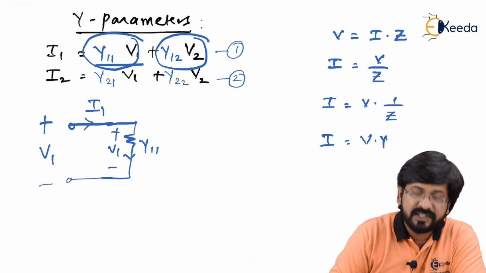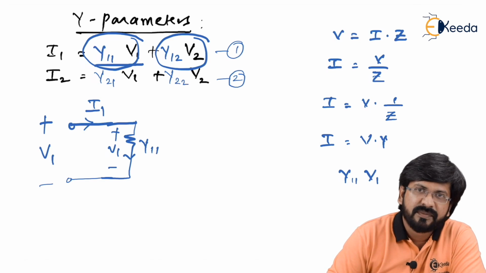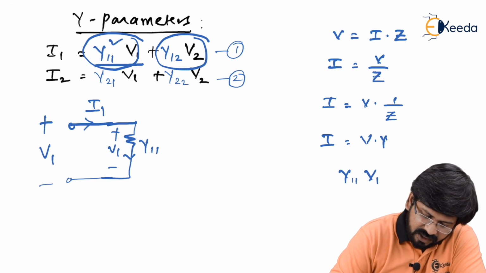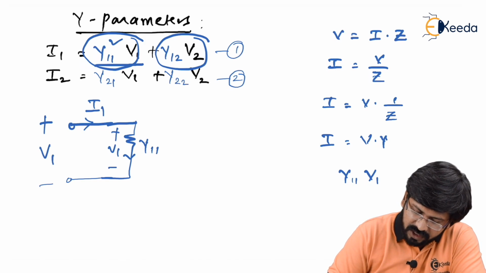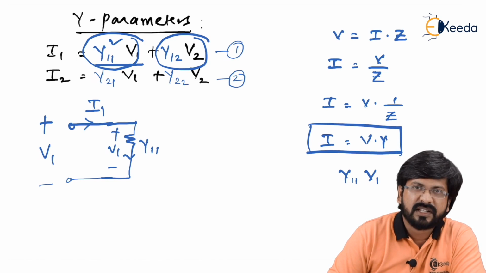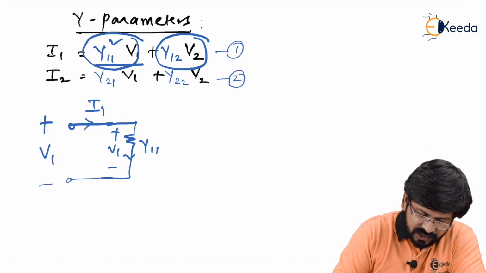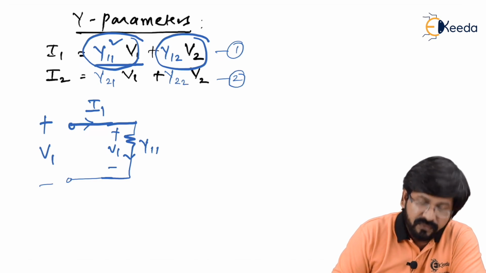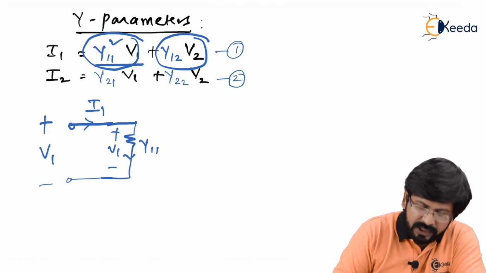Now I want you to concentrate on the first term where it says I1 is equal to something plus something. So what is that something plus something? That has to be current. So check it out. Yes, I can say that Y11 into V1 is a current, where Y12 into V2 is also a current. That's what I really want you to get clarity on, that V into admittance, that is V into Y, gives you current. That's the reason why, as you can see, Y11 times V1 gives you the first current, whereas the second current is nothing but Y12 times V2.